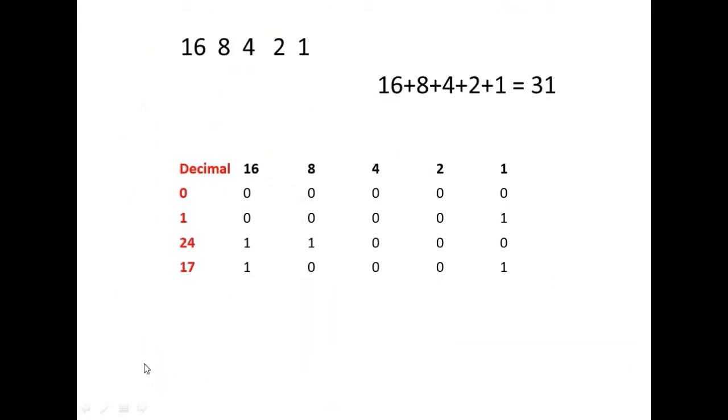Here we have taken 5 digits. If we take 5 digits, the sum of these numbers equals 31, meaning from 0 to 31 any number can be represented using 5 digits. So here we have taken the example of 1, 2, 4, 8, 16. So 0 will be written as 0, 0, 0, 0, 0, because we do not require any of the weights. For 1, only this position will be 1. For 24, how would we get 24? If you see the weights, 16 plus 8 gives 24, so only these 2 positions are 1, the rest are 0.